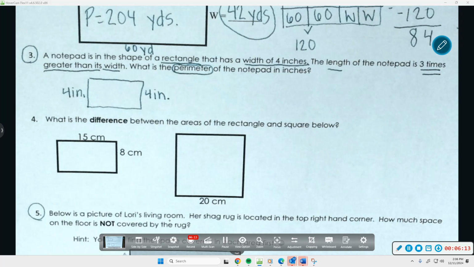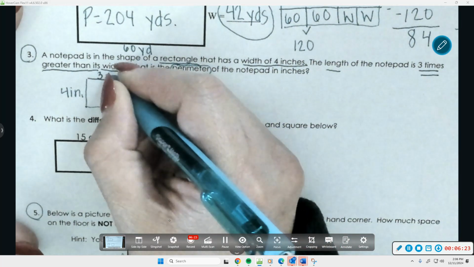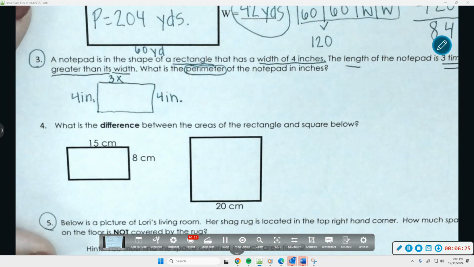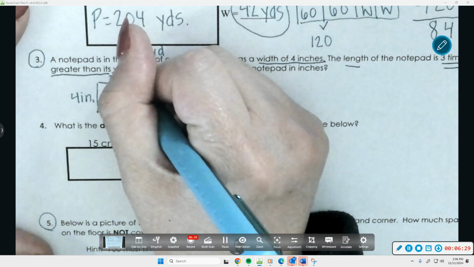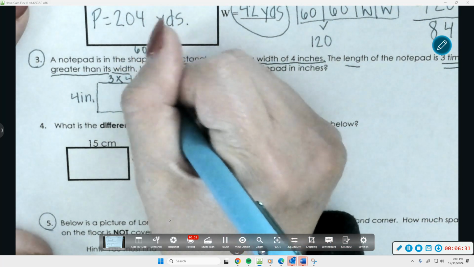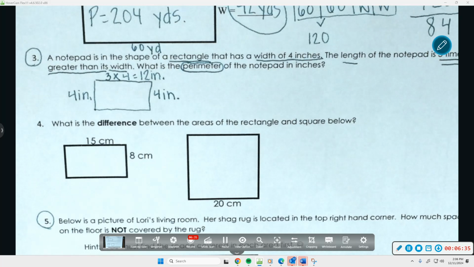The length of the notepad is 3 times greater than the width. I'm literally going to write it exactly as it said. 3 times greater than the width, which gives me what? 12. Does everyone see how we did that? It even said it. 3 times as great as the width.